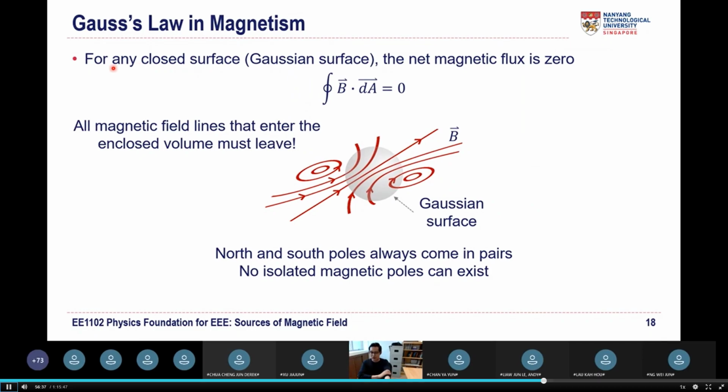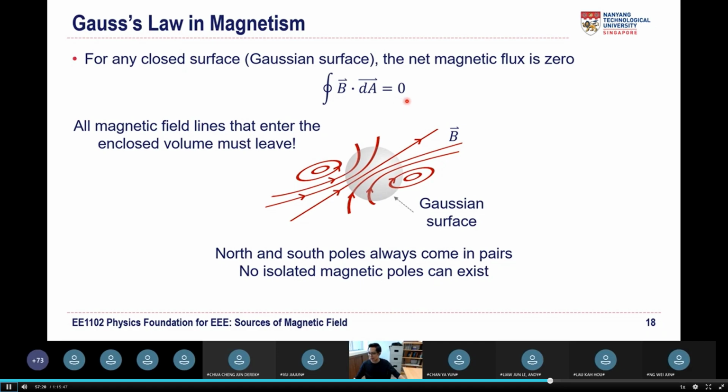Now coming back to Gauss's law in electricity, it was that the total net flux through the Gaussian surface is proportional to the charge enclosed in that surface. Now in magnetism, the total net magnetic flux through any Gaussian surface is going to be 0. Why is that? Because there's no net magnetic charge that can be non-zero.